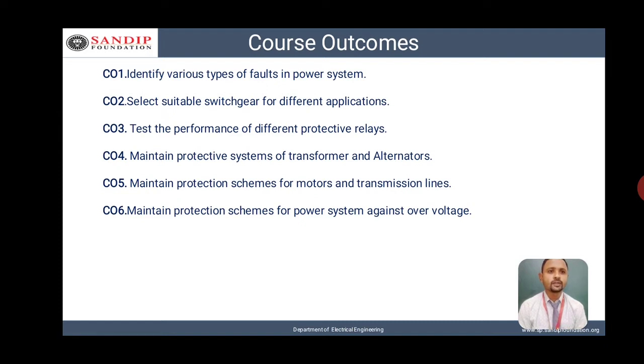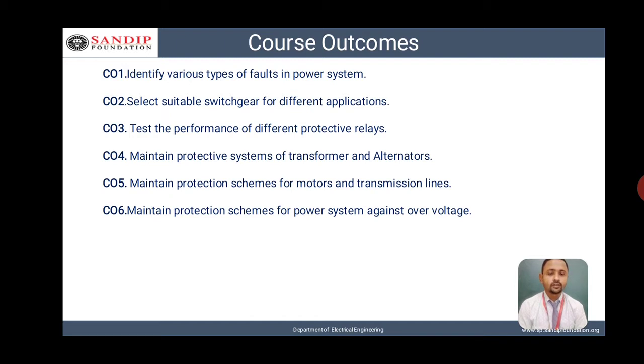A relay should operate within a specific time, whatever time is set during the practical. This performance should be indicated by the student. After that, course outcome number 4 is maintain protective systems of transformer and alternator. Students should understand the various types of protective systems which should be applied for transformer protection and alternator protection.